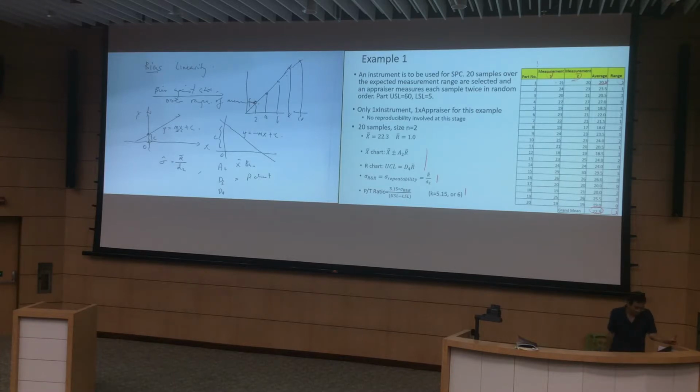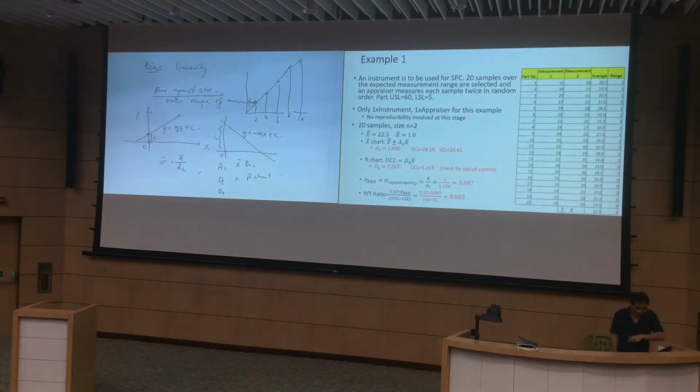Remember the first step we want to do, is that what you have. So in this case, we have only one appraiser, so reproducibility is not there. We have only repeatability, because every sample you take 2 times. So we can say, hey, you should be consistent all the time, but in real life it's not, right? So we have variation.